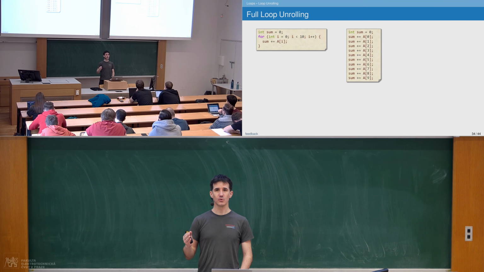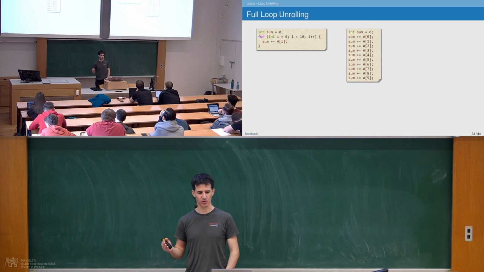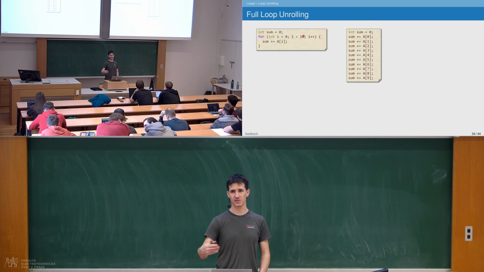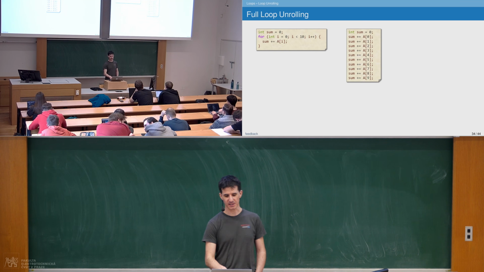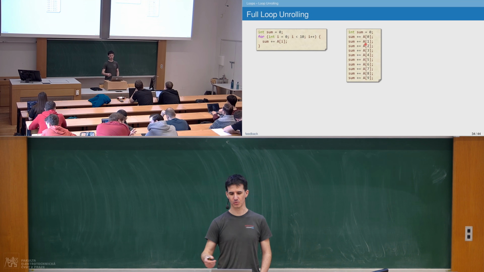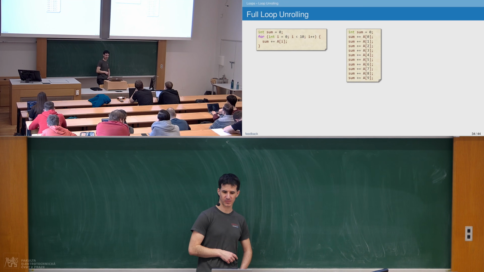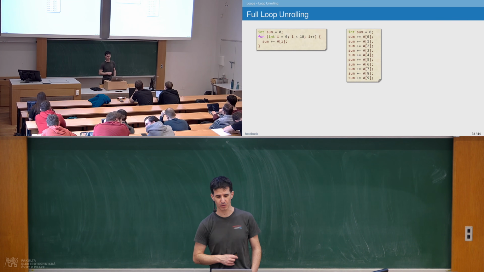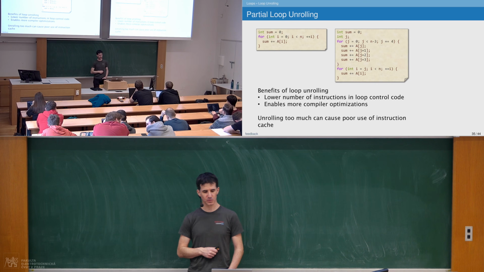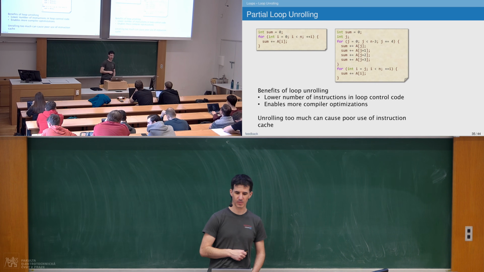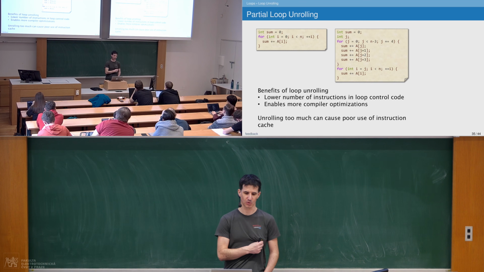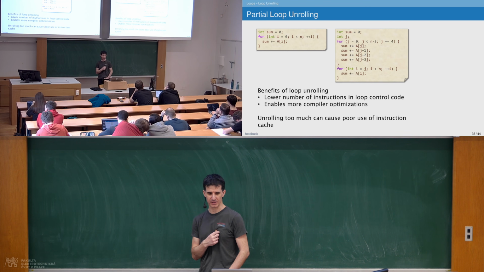Compilers can do these optimizations for you. If you have a fixed number of iterations and this fixed number is quite small, this is what compilers typically do on their own if they think it's a good idea. So this is so-called full loop unrolling. Another useful technique, compilers do it as well, but sometimes you can help, is so-called partial loop unrolling.